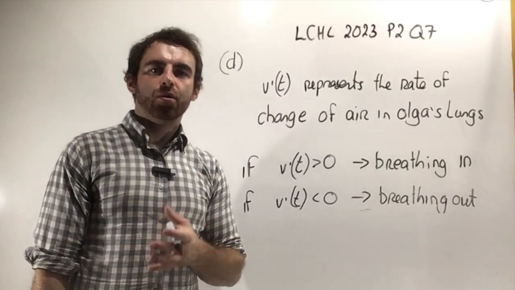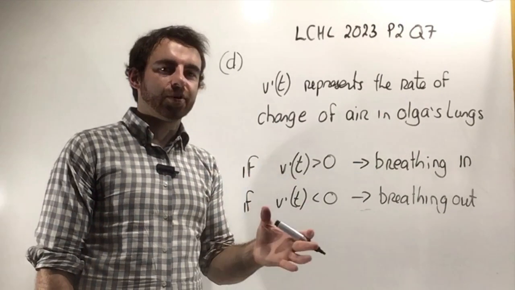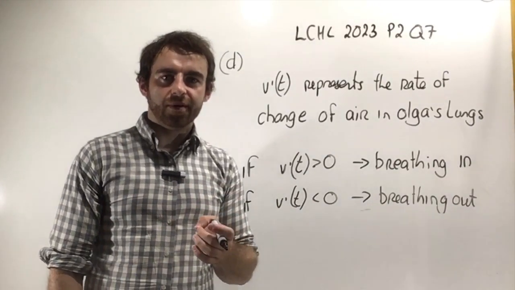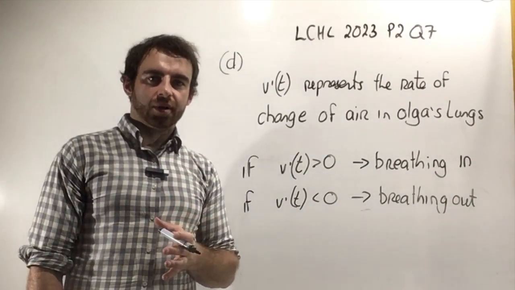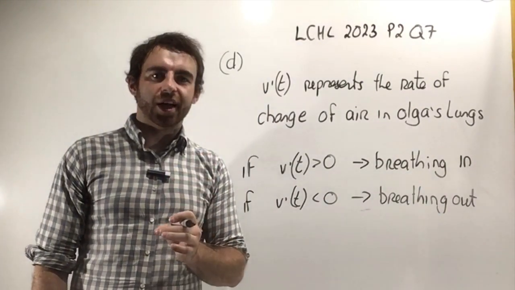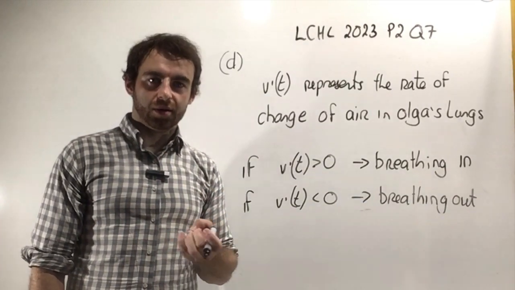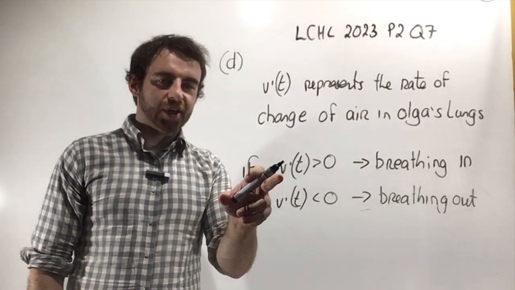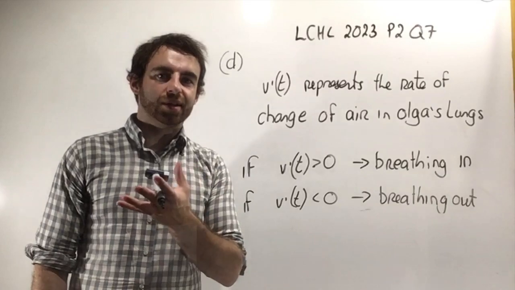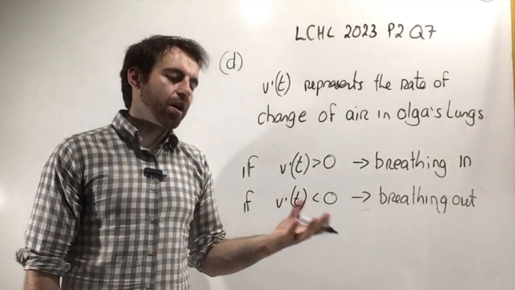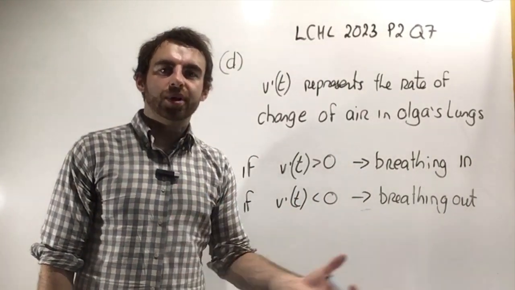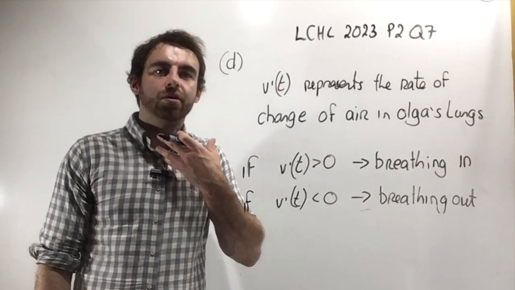In part D, we're asked to describe the relationship between the first derivative and whether Olga is breathing in or breathing out. Remember that the first derivative represents the slope of the function. In other words, the rate of change of the function. In this context, it represents the rate of change of the volume of air in Olga's lungs. So if the first derivative is greater than 0, that means the volume of air in Olga's lungs is increasing, which obviously means she's breathing in. And then the opposite is true as well. If the rate of change is negative, if it's less than 0, she must be breathing out because the volume of air in her lungs is decreasing.